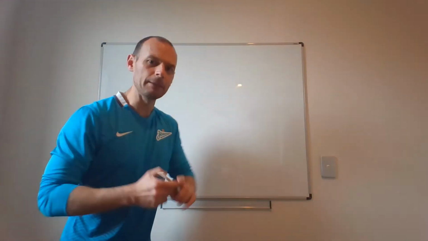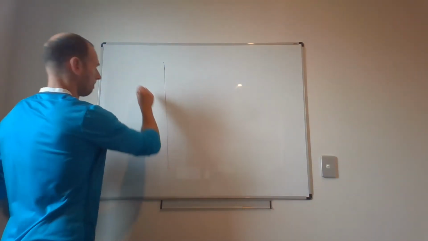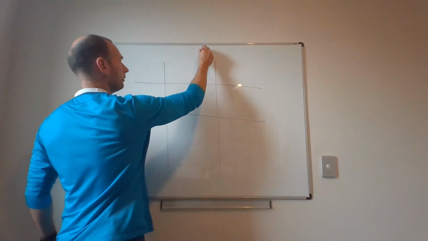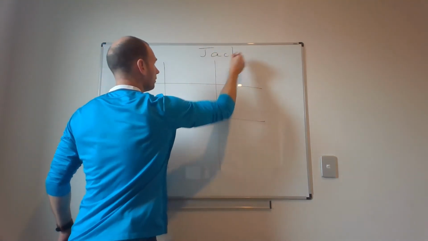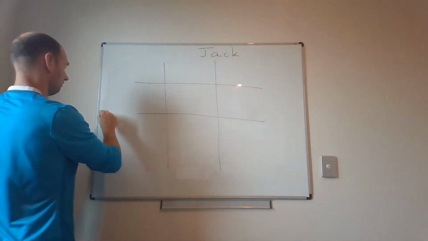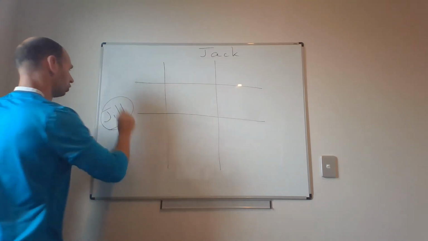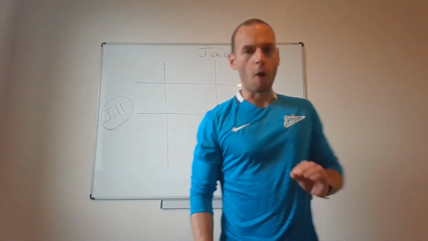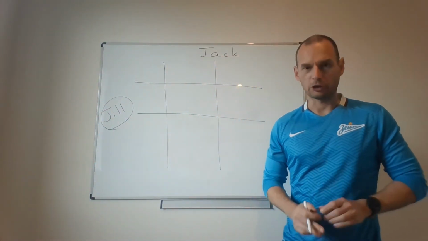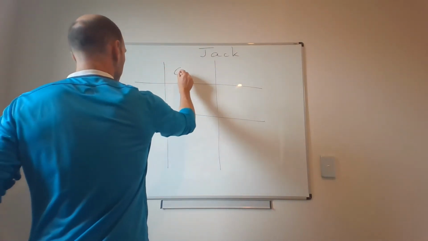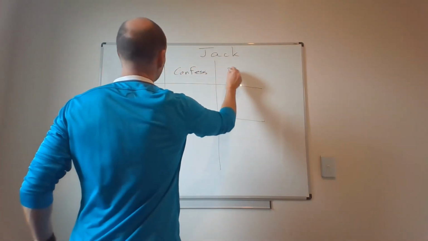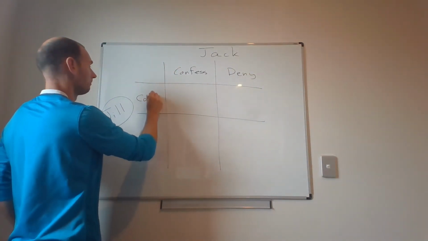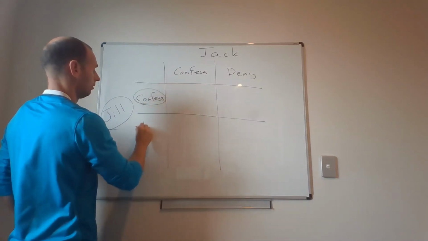So let me outline this game for you. We have this game matrix. We have Jack here, and we have Jill. I will circle Jill, and everything for Jill will be circled. They have two options when they are being interrogated at the police station. They can either confess or they can deny. Same for Jill. It's a symmetric game. Deny.